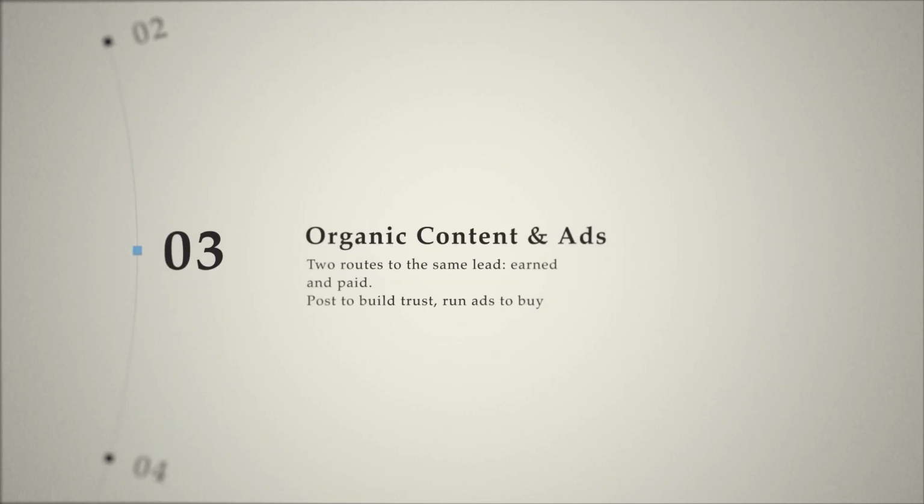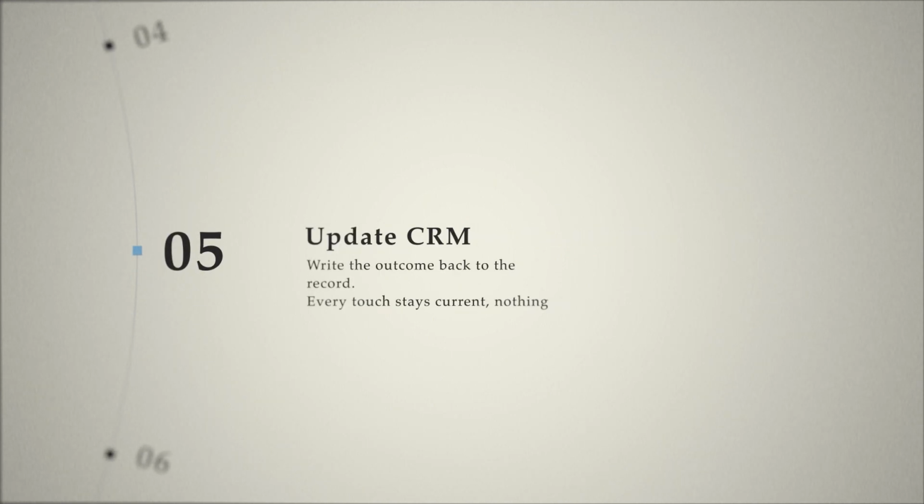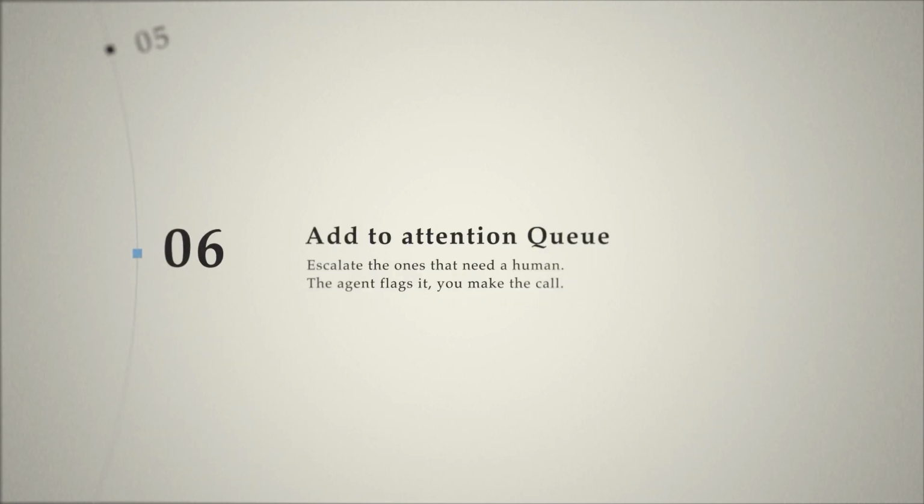You can promote that through organic content or ads. Then you do some automated signal gathering, like, did they comment? The most familiar one people might see is "comment this word to get it." But there are other, more nuanced signals that you can gather with sophisticated scraping. Then from there, you update the CRM and add it to something we're calling the intention queue.